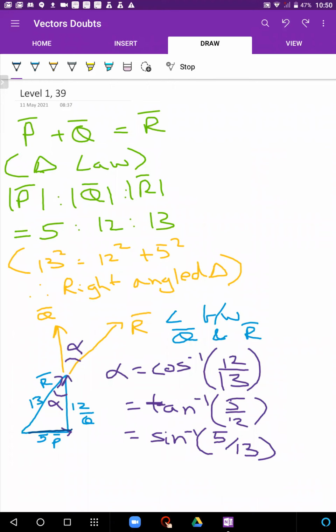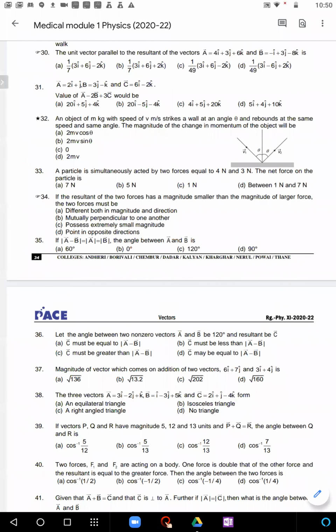Therefore this is the answer to the question. This is the angle between Q and R. Whatever alpha is, it is the angle between Q and R. You can check option C in which form that is written. All are in terms of cos, so you need not waste your time with the rest. The answer is cos inverse 12 by 13. Clear hai?